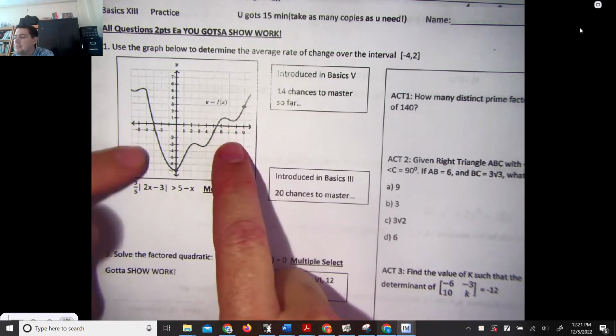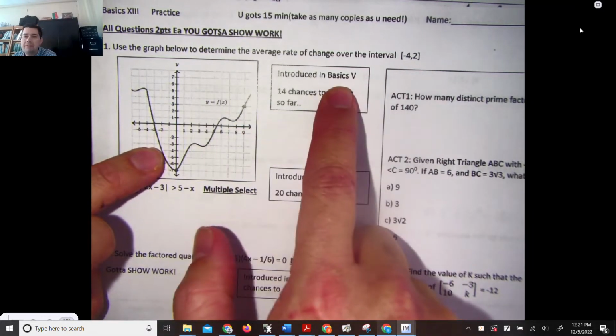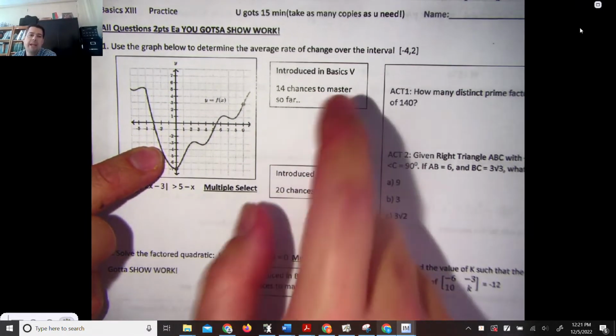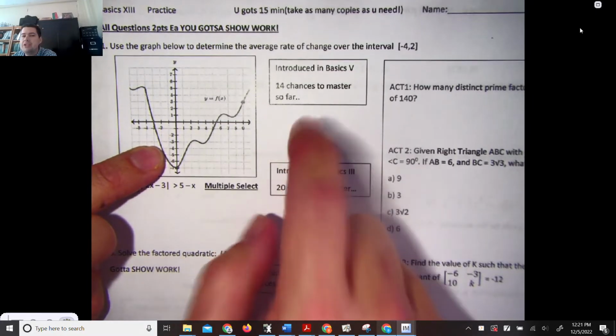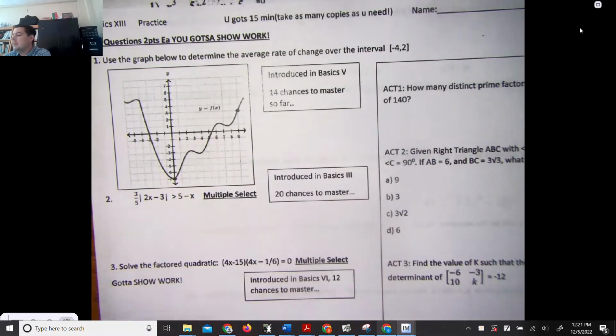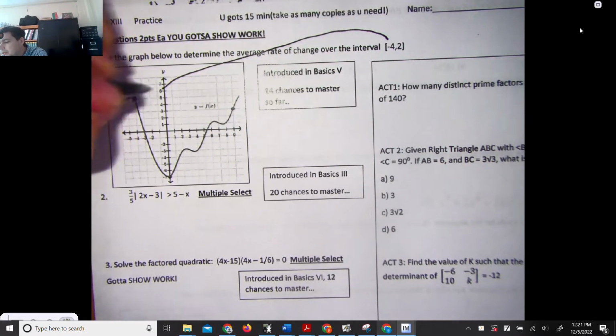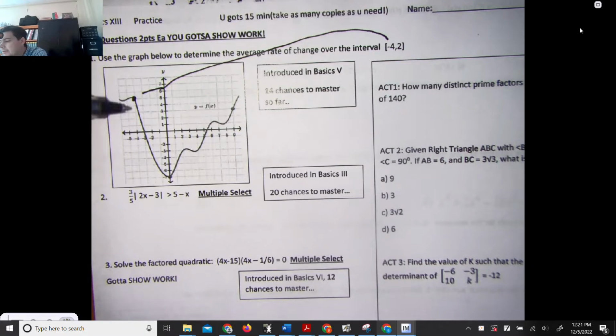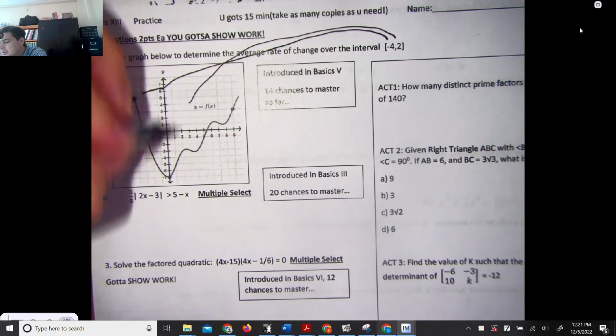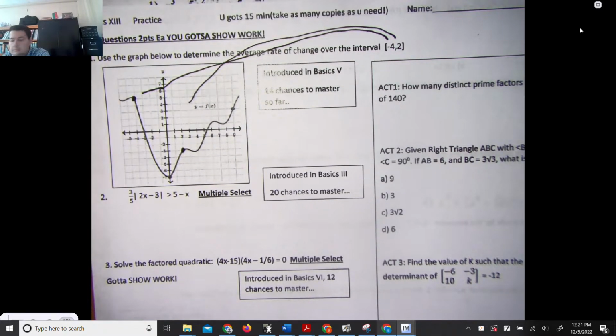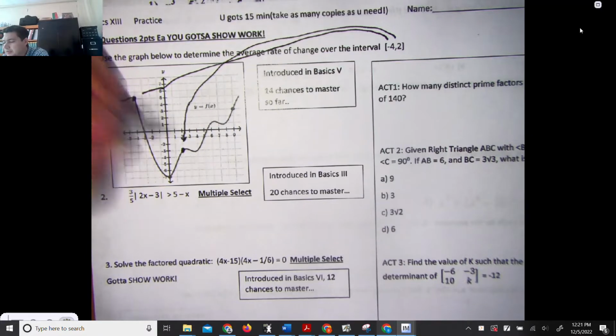This same graph has been on since Basics 5, which means if you've done the quizzes and you've done the practice, you've had 14 chances to figure it out. I don't know what's wrong with you. This is when x is -4, which is right there, and when x is 2, which is right there. Okay, I'm going to those x values.